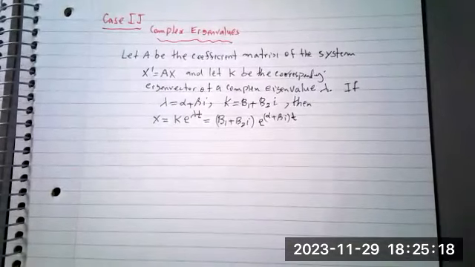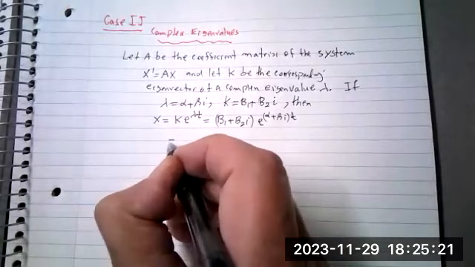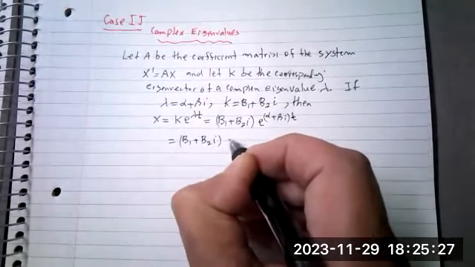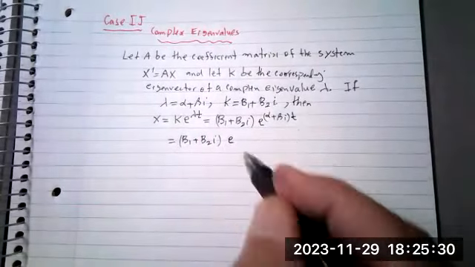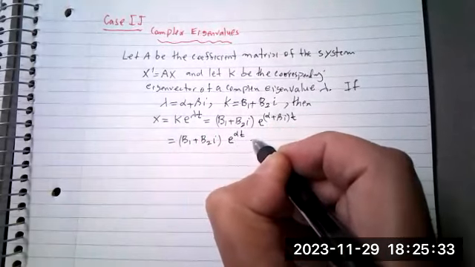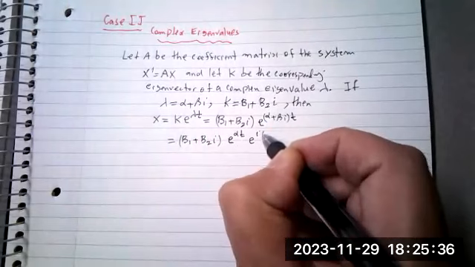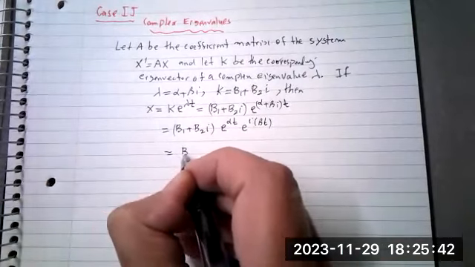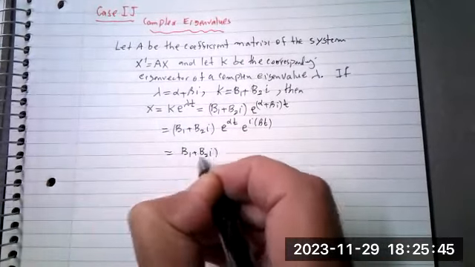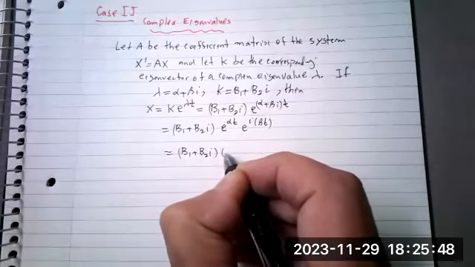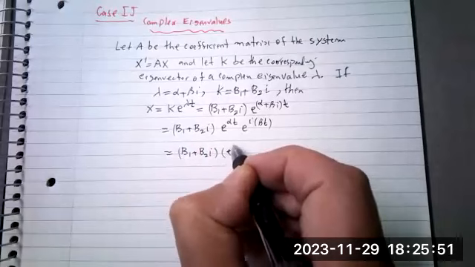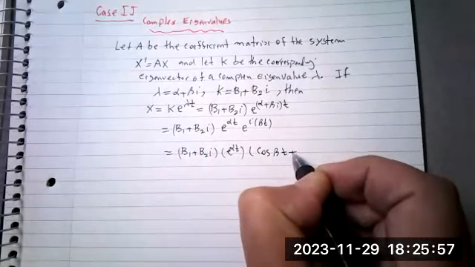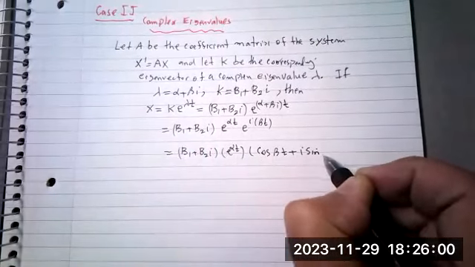Now let's simplify it. Keep the first one. Like in the linear case, to simplify, you can write this as e to the alpha t times e to the i beta t. Then you can change the second one into trigonometric form using the Euler formula. Trigonometric form would be cosine of beta t plus i times sine of beta t.